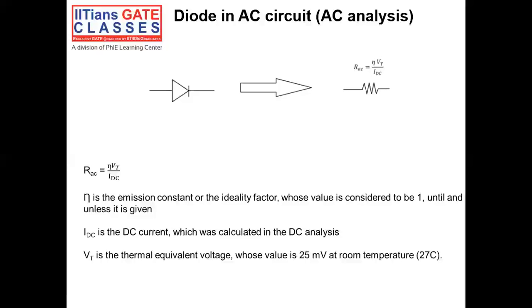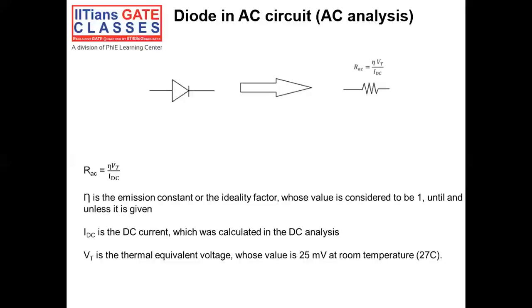So one by one we'll see what these things are. Eta is the emission constant or the ideality factor. Its value is 1 unless its value is given in the question. Its default value is 1. But if, for example, in the question its value is given as 2 or something, we have to take that value. If the value is not given in the question, we have to take it as 1. Correct? So in the denominator we have IDC.